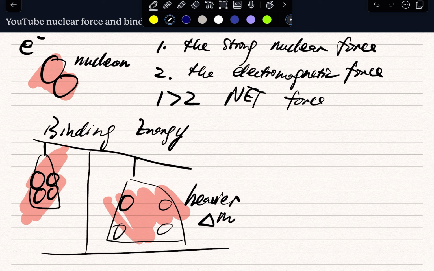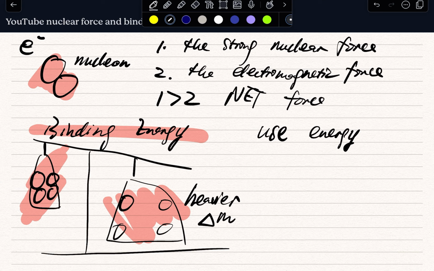Because I have to break apart the nucleus, I require some binding energy. I have to use some energy to make this happen. So this binding energy is actually what makes up for the heavier mass. Since I used energy, it takes energy for this reaction to happen, so I make it up by having heavier mass.